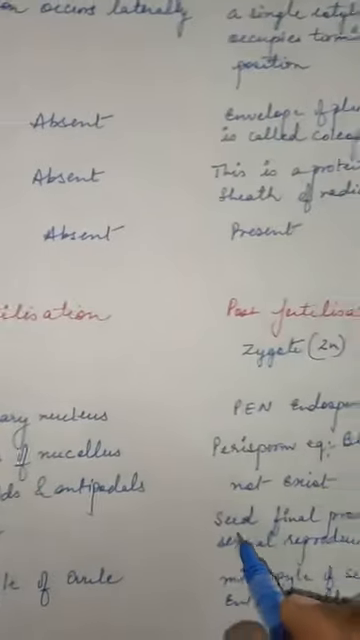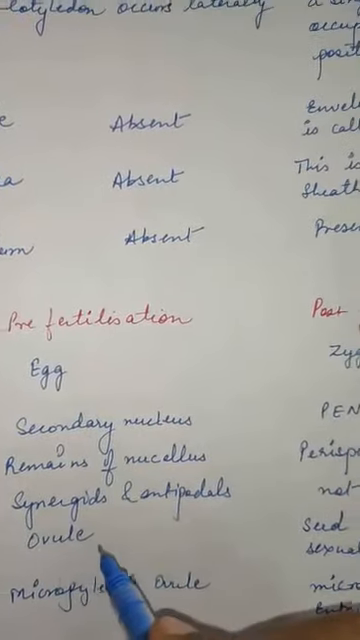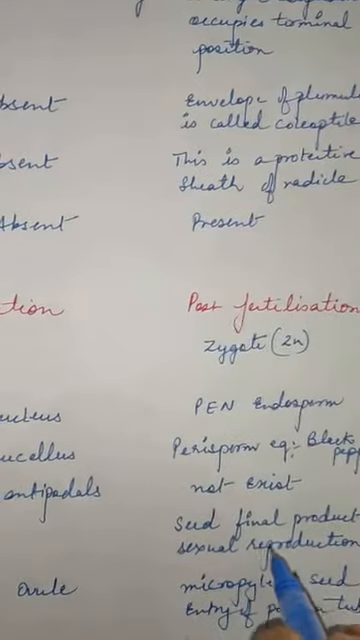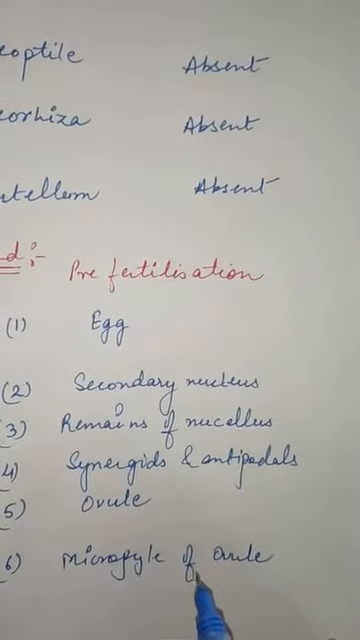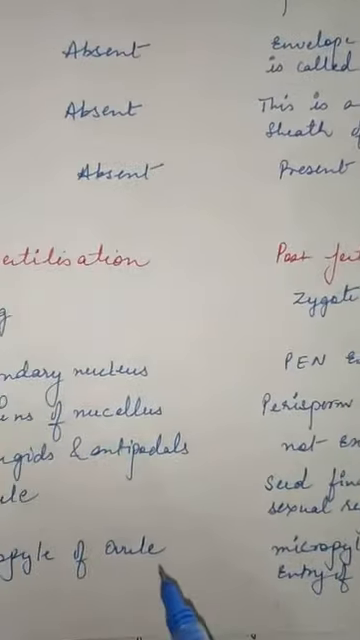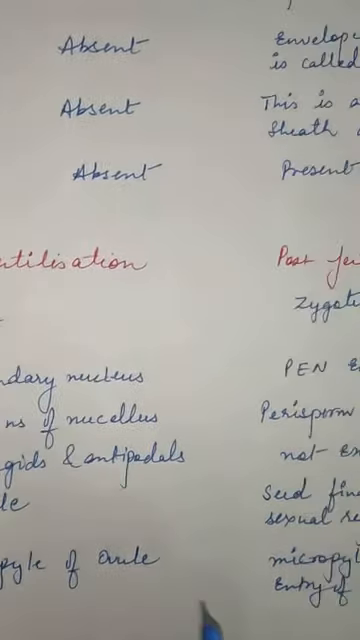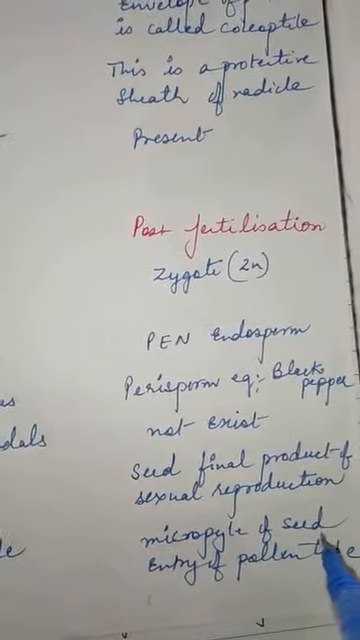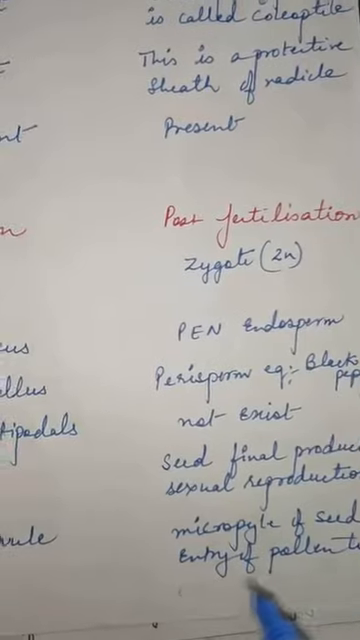Ovule, here you will see, seed is the final product of sexual reproduction. So before it is an ovule, and after post-fertilization it is converted into the seed, the final product of sexual reproduction. Now the micropyle, right? The micropyle of the ovule will convert into the micropyle of the seed. Micropyle is the opening, and it is also the place where the entry of the pollen tube occurs.